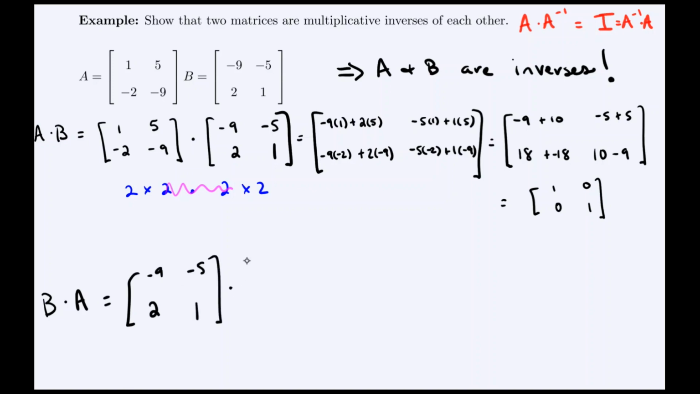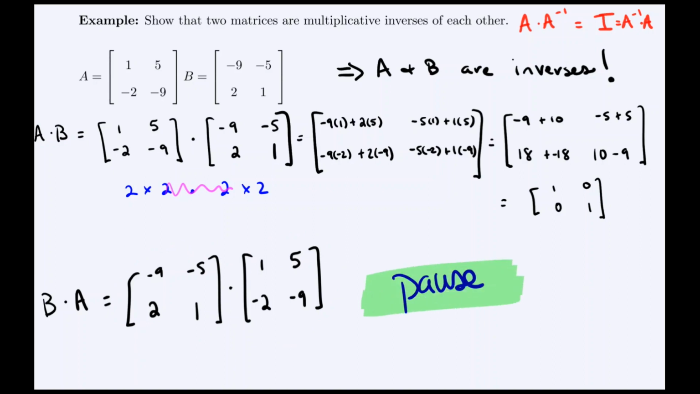But for practice of matrix multiplication, go through the process yourself and determine that if we reverse the order of multiplication, if we now take matrix B first, multiply by matrix A, we're still going to get the identity. So I recommend you pause the video now, attempt this on your own, unpause to check your work.